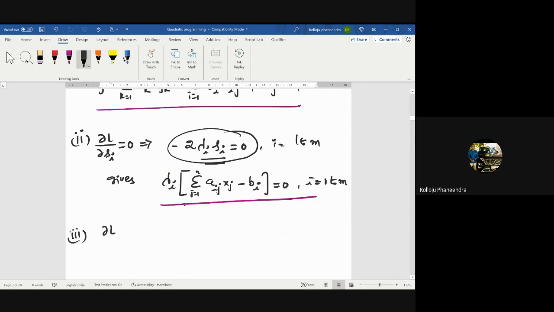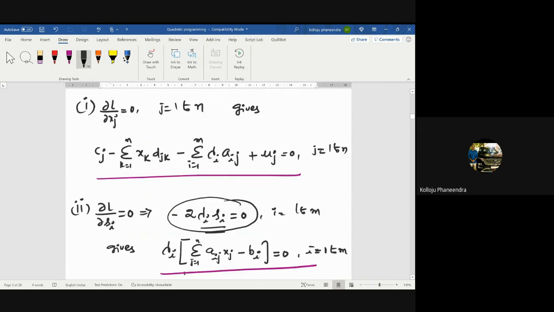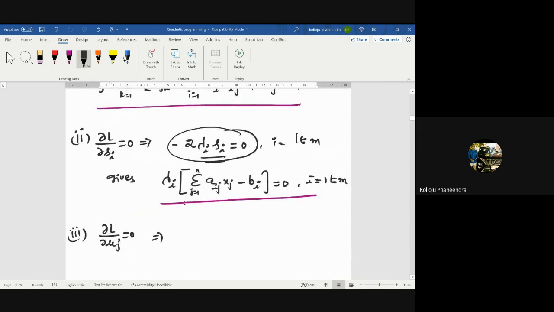Coming to the third part. The third part is dou L by dou rj equal to 0. Sorry, another unknown is not mu j, it is rj. What does this give? Dou L by dou rj equal to 0 means you will get minus 2 mu j rj equal to 0.